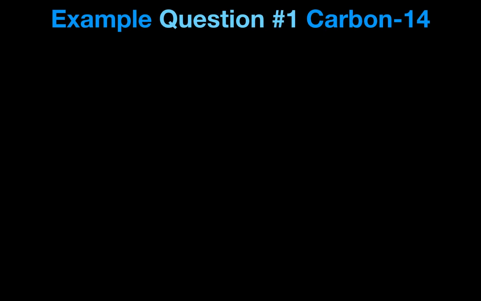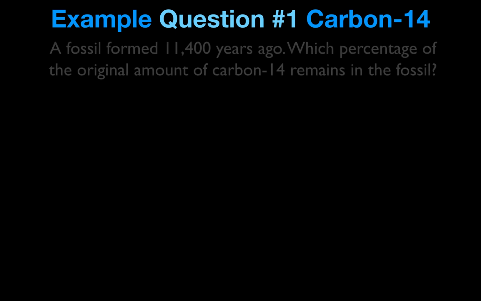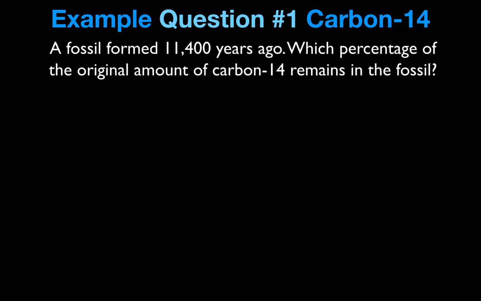So what we're going to do today is go through some example questions of radioactive dating. The question that we're going to look at first is, a fossil formed 11,400 years ago. Which percentage of the original amount of carbon-14 remains in the fossil? So we know that the age of the fossil is 11,400 years old. We're given that information, but we need to figure out how much carbon-14 is within a fossil that has that age of 11,400 years.